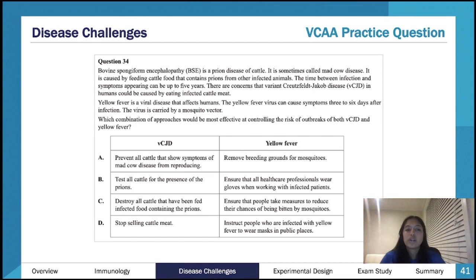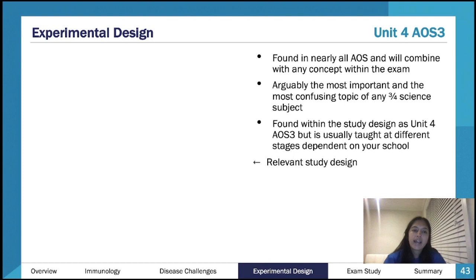Destroy all cattle that have been fed infected food containing the prions. Because of that idea that you're preventing at all costs that from becoming meat that someone will eat. Whereas A, prevent all cattle that show symptoms of mad cow disease from reproducing, that cow can still become meat and someone can eat it and they can get vCJD. Hopefully that makes sense. Okay, I know we kind of raced through that one, but hopefully that's all making sense.